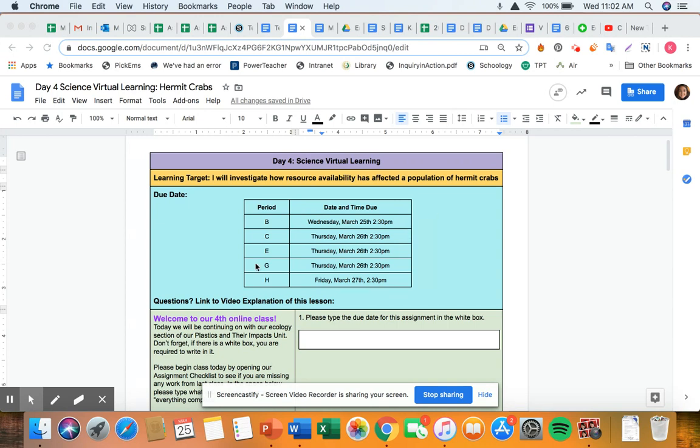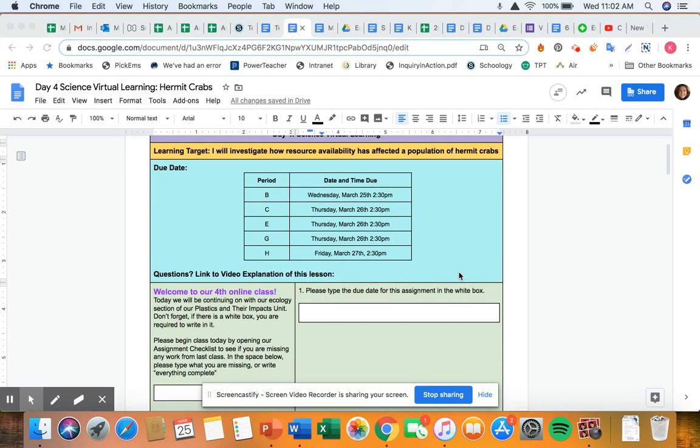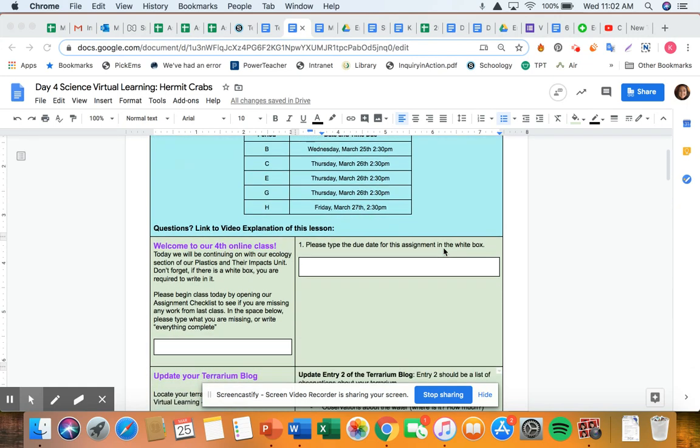So again, as always, here is your due date. Please type it into here, find the one for your class, and make sure you know when this is due. Lots of people have been missing due dates because they're not pushing submit on their assignment, and that could start affecting your grade. So please, at the end, don't forget to push submit.